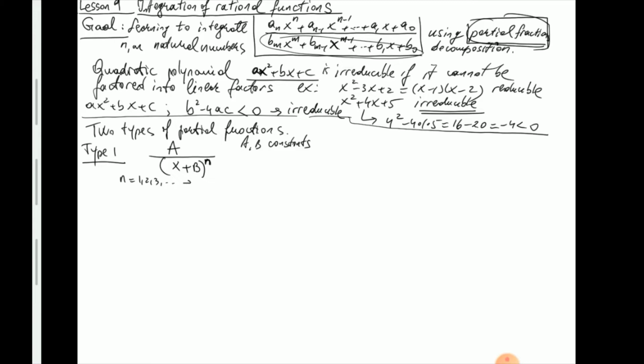And by the way, this n is called the multiplicity of the factor, or the term x plus b. So again, this constitutes one type of partial fraction: a constant on the top, a linear term on the bottom, raised to a natural number, which can be 1, 2, 3, and so on. These are the easiest ones to integrate, and I'm going to show you an example right away. But this is one type of partial fraction that can appear in the so-called partial fraction decomposition.